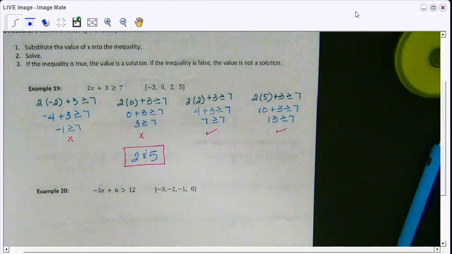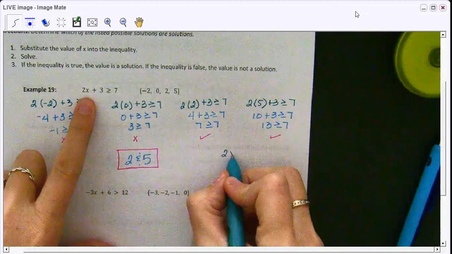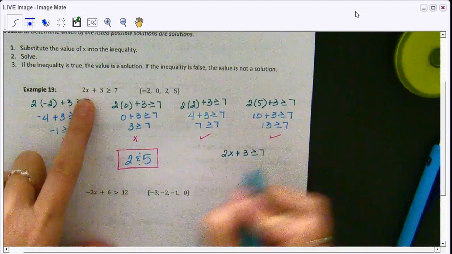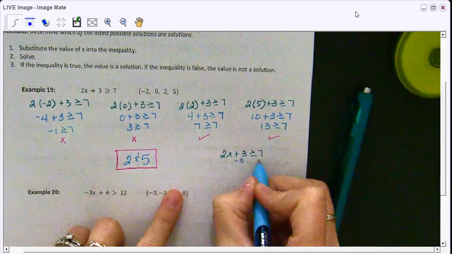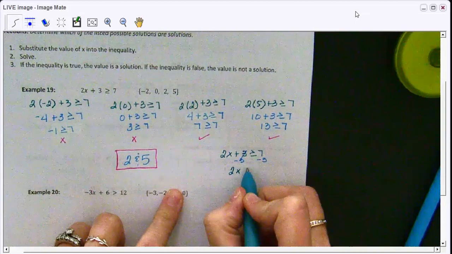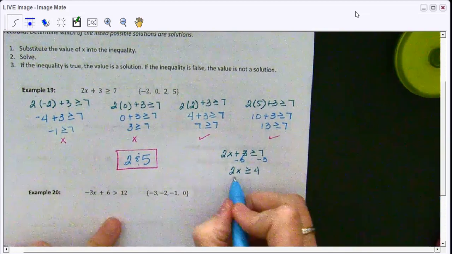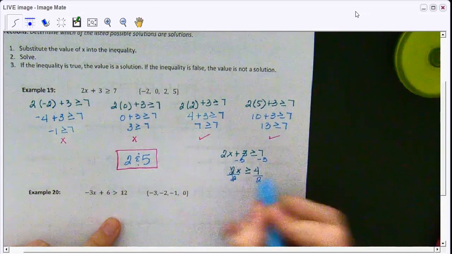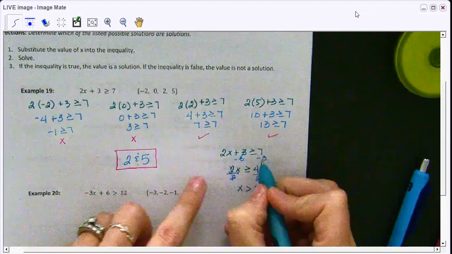Now, what I want you to do is just watch me solve this a different way, and then you're going to choose which way you want to solve these from this point on. I'm going to take 2x plus 3 is greater than or equal to 7, and rearrange it and solve it for x. I subtract 3 first and get 2x is greater than or equal to 4. Then I divide both sides by 2, and I get x is greater than or equal to 2.